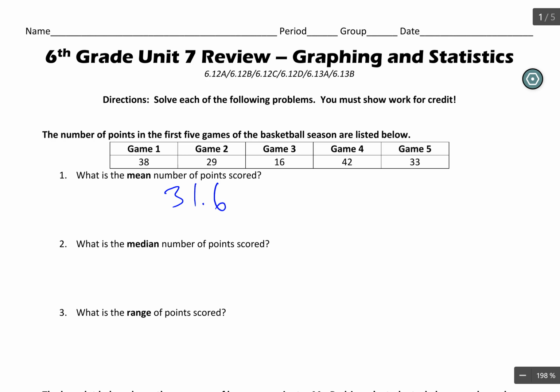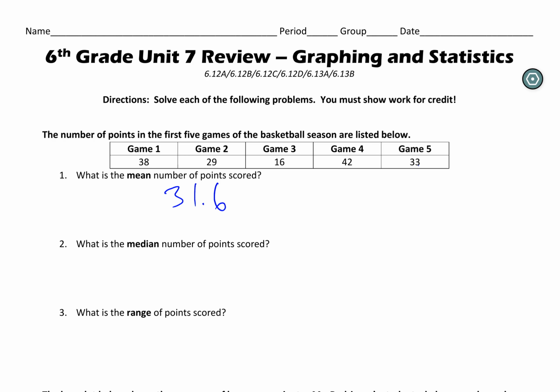31.6. And so we want to see, is that reasonable? Because this is a measure of center, 31 6/10, does that look like it's in the middle of these? I do have a high of 42 and a low of 16, and then 33, 29, 38. So yeah, it looks like it's right in the middle of my data. So it is a reasonable number. If you had come up with 158 and stopped, you would know that's not reasonable.